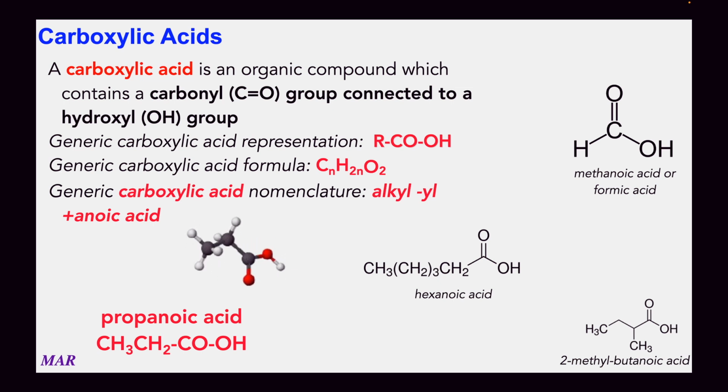To name them, like in the lower left-hand corner, count up the total number of carbons. So this one has 3 carbons, 1, 2, 3. Propyl would be the alkyl group's name, but you take the yl off and you add anoic acid. This would be propanoic acid, all right? And if there are 6 carbons, like there are right here, that would be hexanoic acid. Methanoic acid is also known as formic acid, by the way.